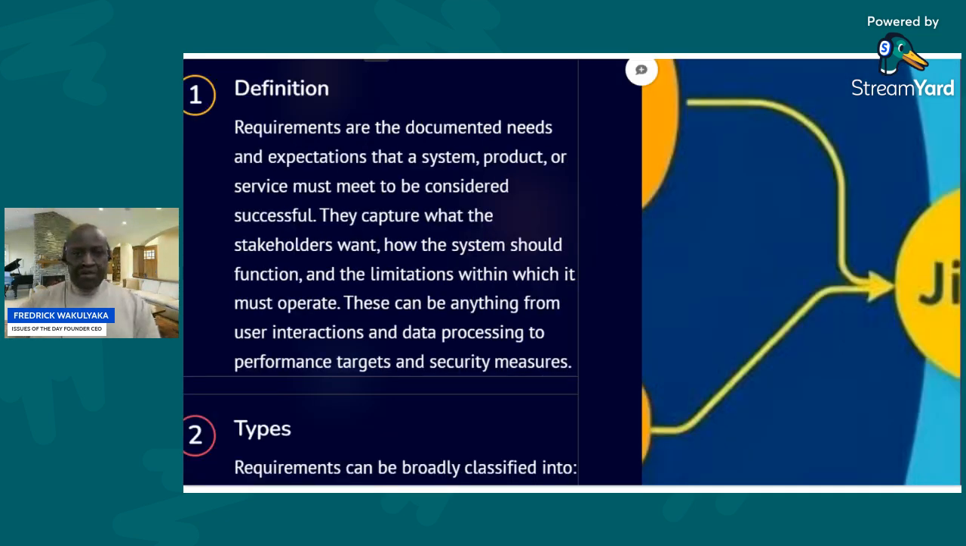Requirements are the documented needs and expectations that a system, product, or service must meet to be considered successful. They capture what the stakeholders want, how the system should function, and the limitations within which it must operate. These can be anything from user interactions and data processing to performance targets and security measures.